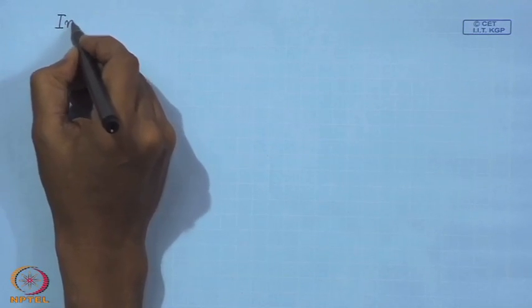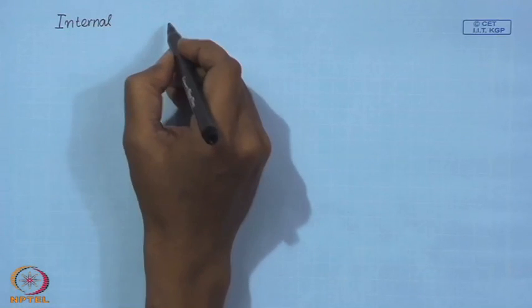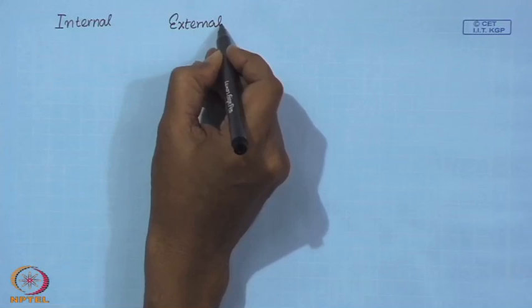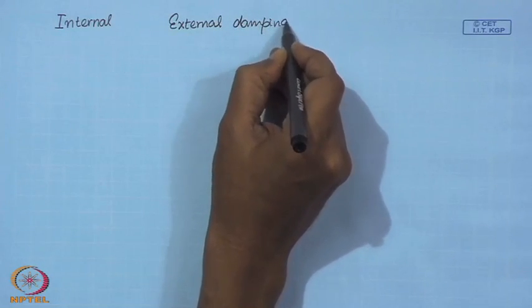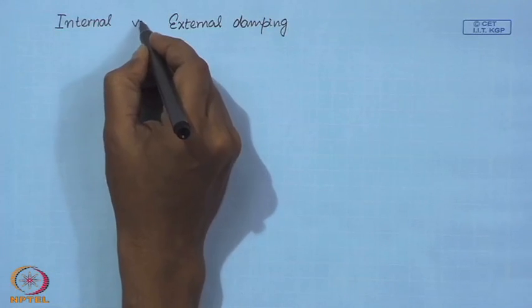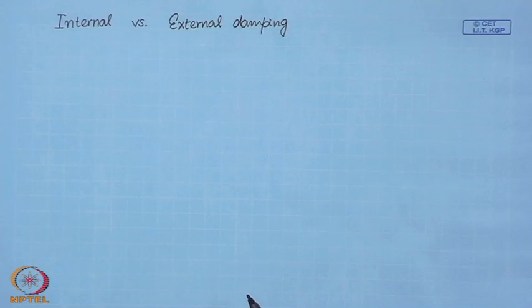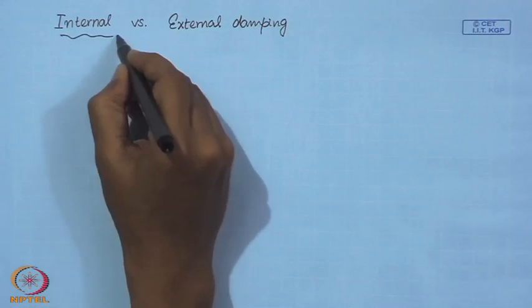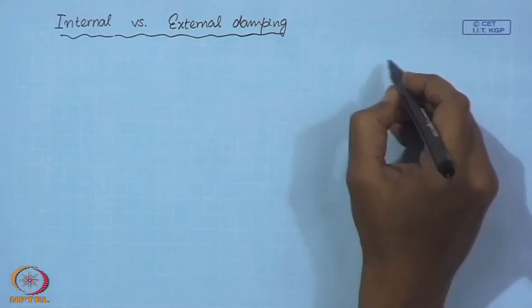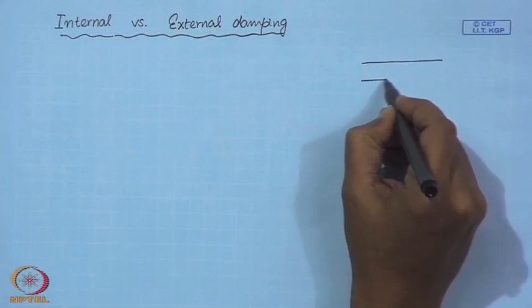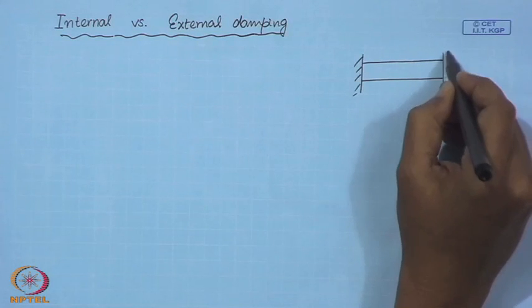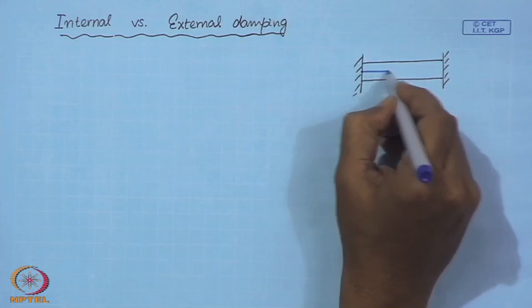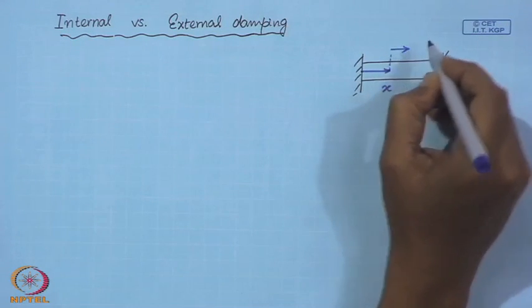Now, we have looked at internal and external damping. Let us delineate the roles of these internal and external damping terms. Let us see how they are actually a little different. We are going to look at the difference in roles of this internal and external damping. To understand this, let us consider this simple example of a fixed bar in axial vibration.